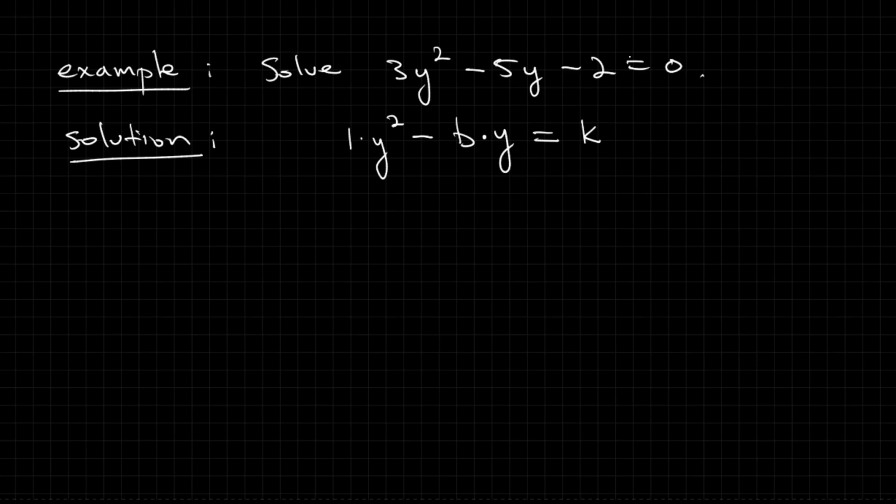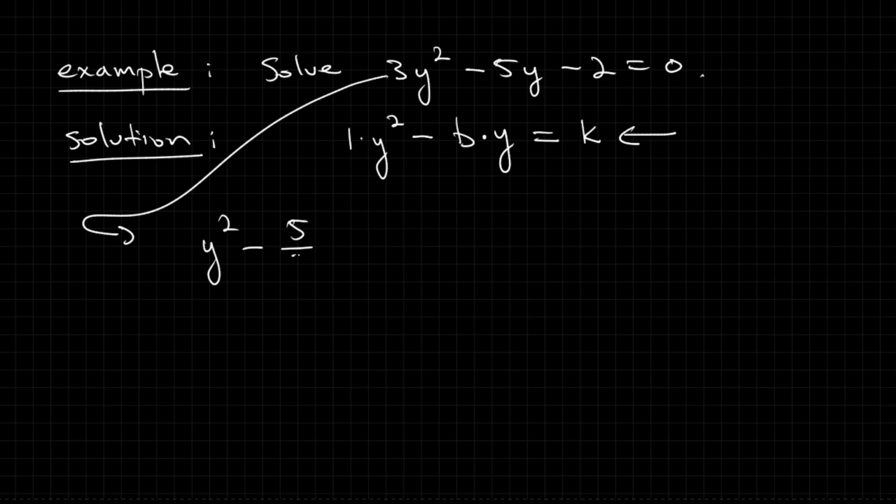So in order to make sure that we have this form, I'm going to take my quadratic equation, add 2 to both sides and divide by 3. So then I would get y squared minus 5/3 y is equal to 2/3. Once it's in this form, we can start with the completing the square solution method. I'm going to start with the geometric solution method, and then we'll talk a bit about the algebraic method.